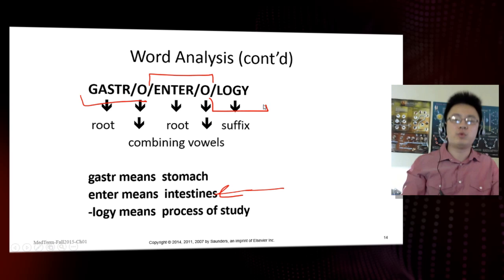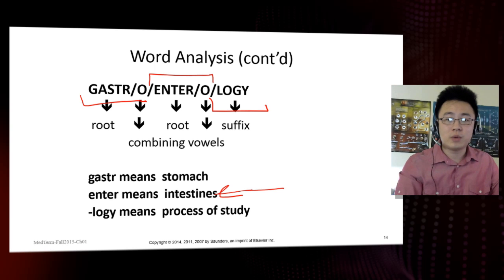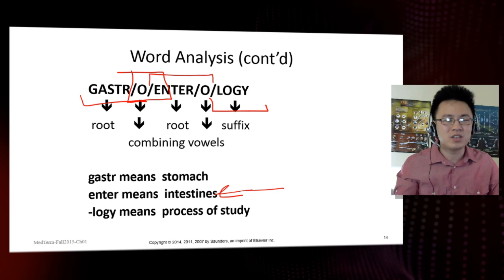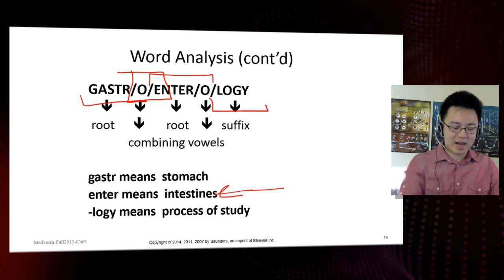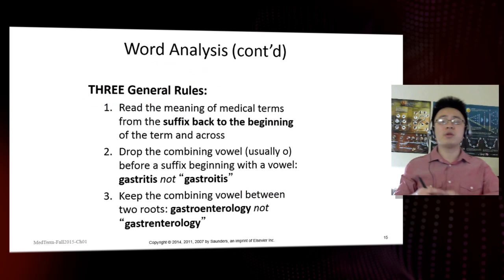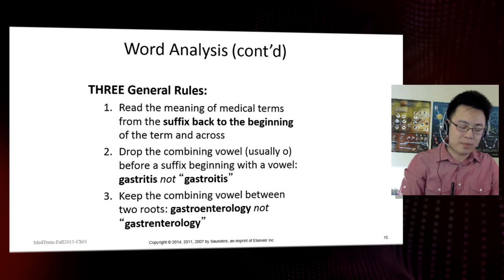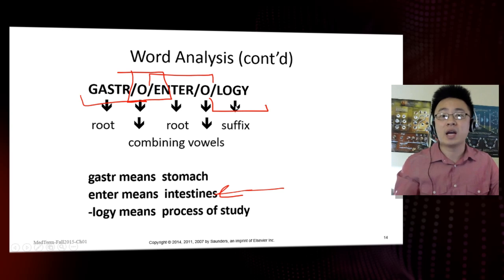And we have logy, which means the process of study. And in between these, we do have combining vowels here. Check this out. We do have a combining vowel, gastroenterology. What's going on here? We'll talk about that in the next slide. So here are the three general rules when defining these terms. First of all, let's go on back. Gastroenterology means the study of the stomach and the intestinal tract.